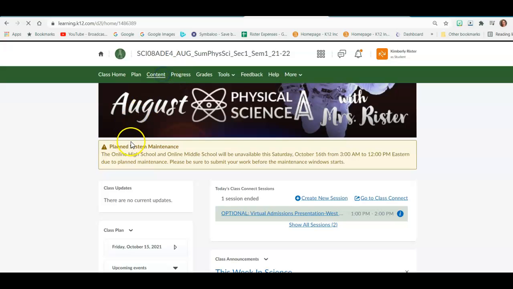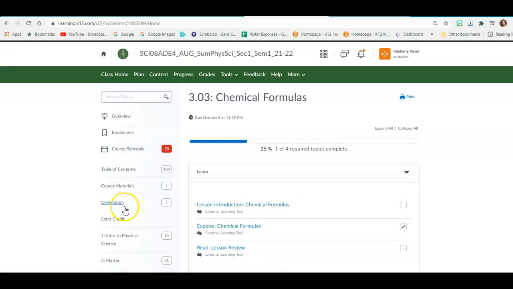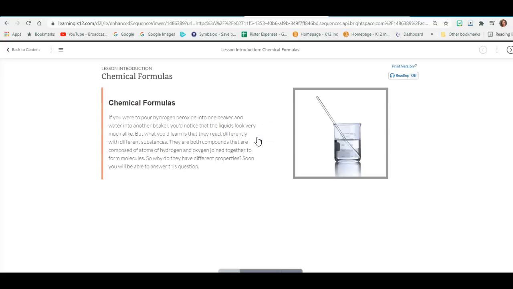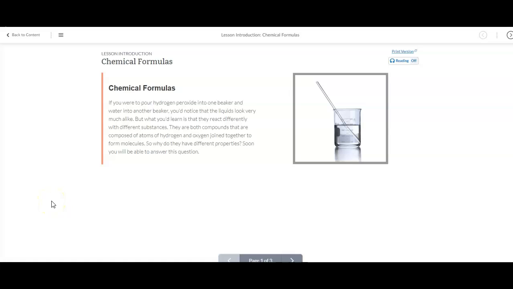So as we get into the content for 3.03, we're talking about chemical formulas. If you were to pour hydrogen peroxide into one beaker and water into another beaker, you'd notice that the liquids look very much alike. But what you'd learn is that they react differently with other substances. They are both compounds composed of atoms of hydrogen and oxygen joined together to form molecules. So why do they have different properties? Soon you will be able to answer this question.